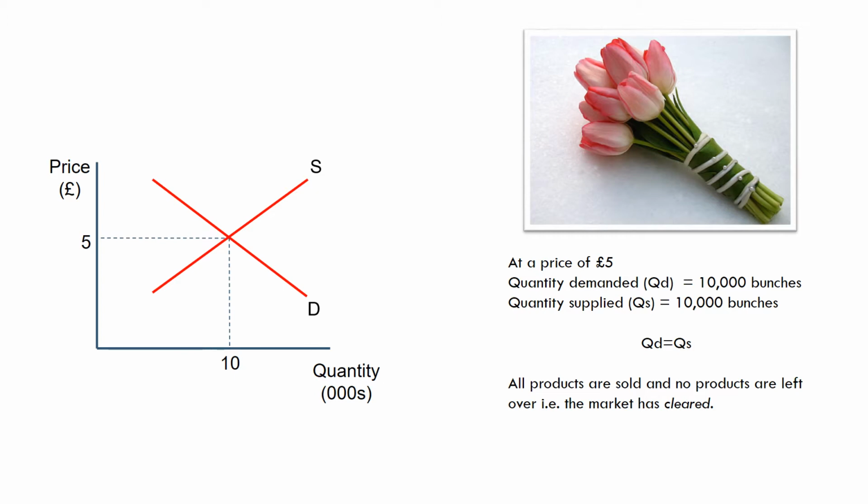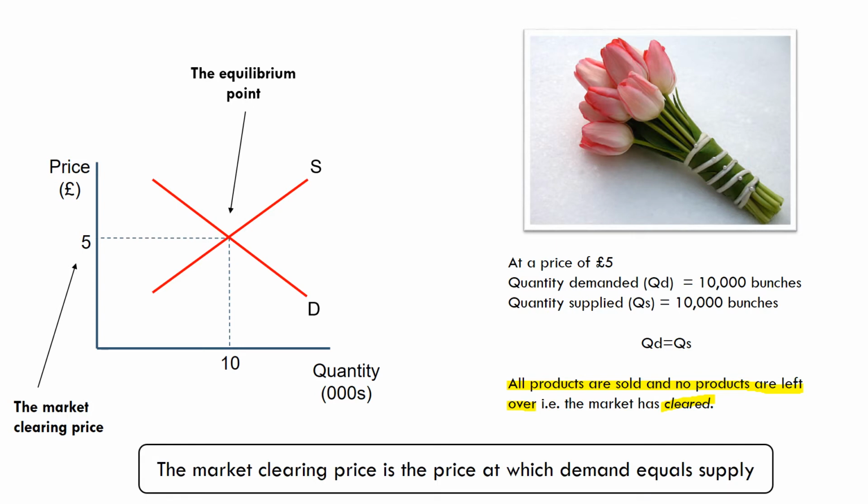And we would describe this as calling the market as having cleared. We say the market has cleared when all products are sold and no products are left over. And this happens here in this market at a price of £5. So we describe this as the equilibrium point. The market is in balance, demand and supply are equal. And we describe £5 here as being the market clearing price. It's the price in the market at which demand and supply are equal. So let's make some notes on this, and then when we're ready, let's move on.